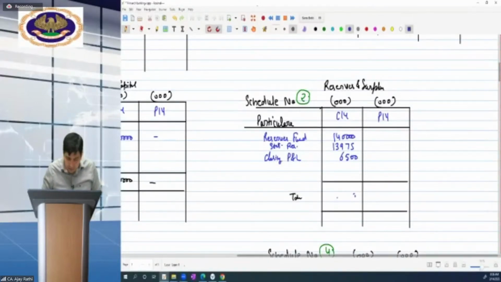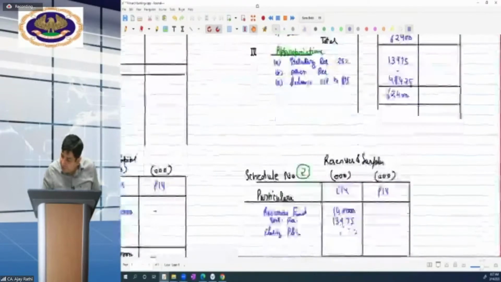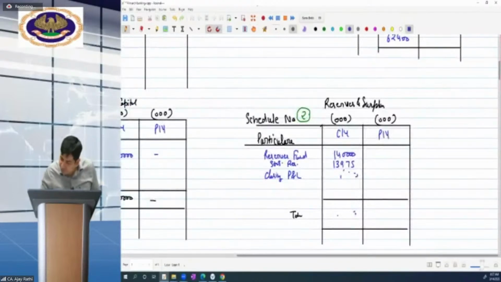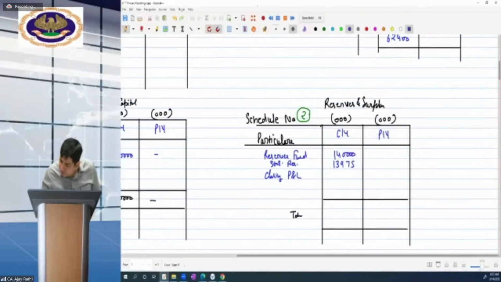I think there is some problem. Closing balance is how much? Okay, that was opening balance. Wait a minute. Closing balance is 48,425.